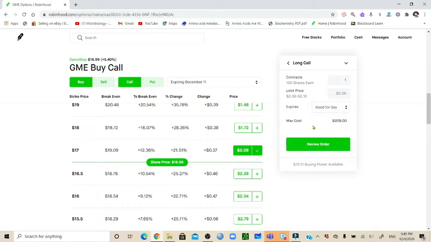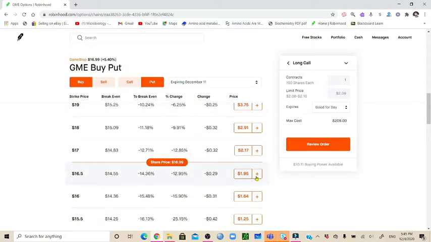After you complete your order, you press review and then you submit it. So from there, you buy your option. It might take a little bit to be filled, or it might go right away. Sometimes it takes hours. It depends. So this is how you buy option calls. The same steps basically apply for puts.